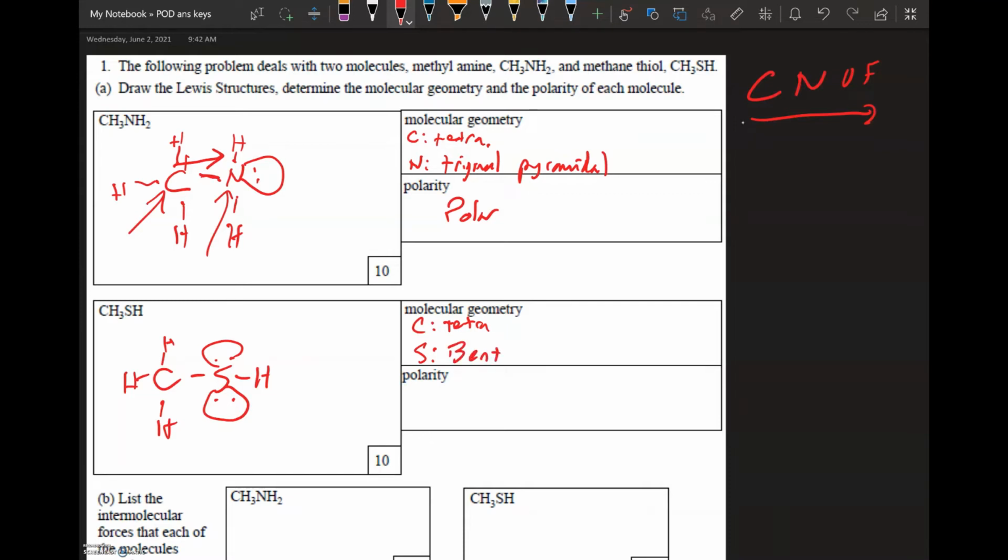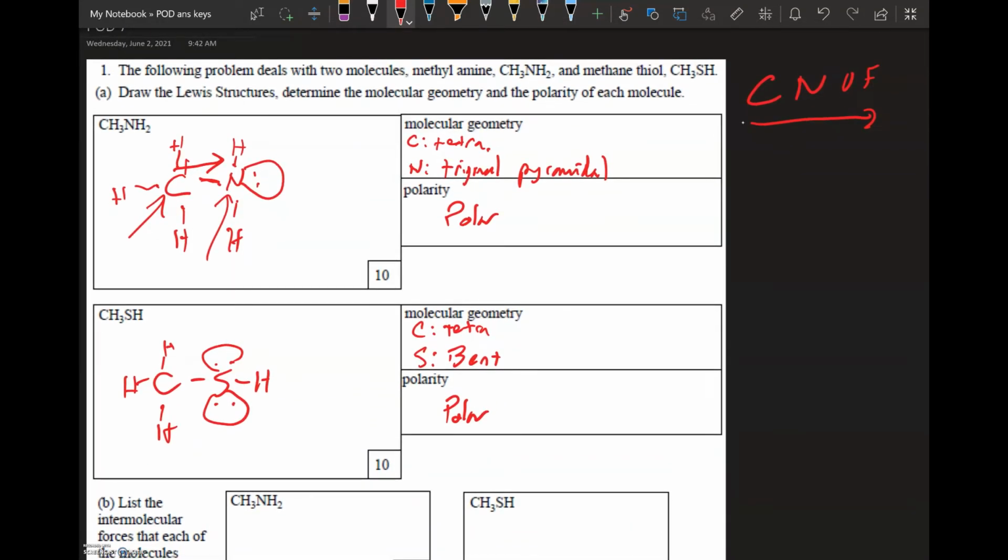And again, there's a difference here. There's no symmetry, which makes this molecule polar. When I say there's no symmetry, the carbon and the sulfur are obviously different from each other. They have differences in electronegativity, and that difference is what makes this molecule a polar compound.